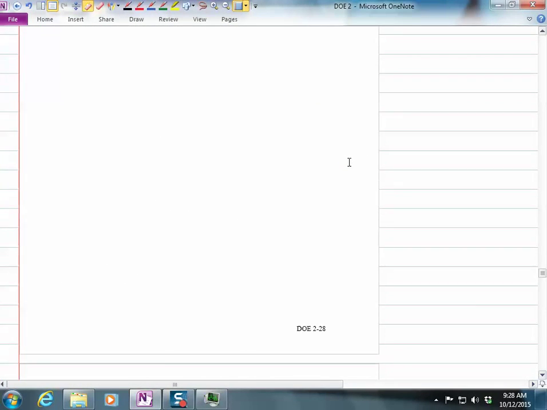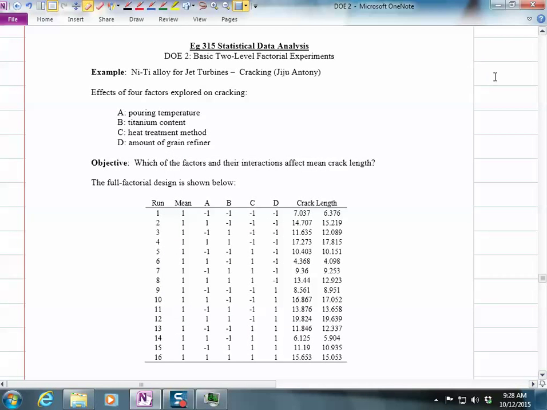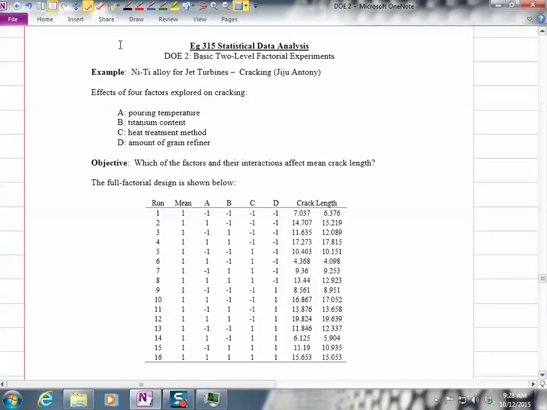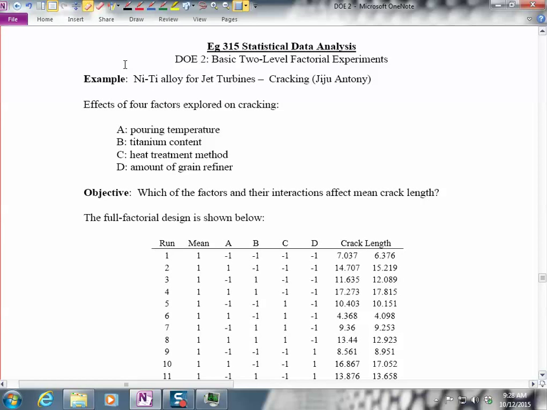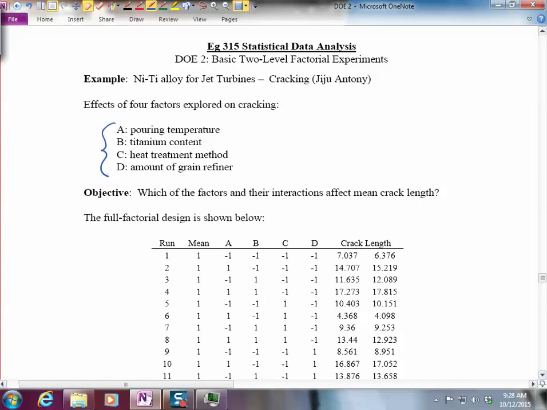All right, so we just did that. I'm going to go through this example, then we'll do another group problem. I'll go through this one very quickly. They were looking at cracking in turbine blades, obviously something that you don't want to happen. And they did an experiment. They figured out these are the 4 factors in making of these blades that might contribute to cracking of the material. And we're trying to minimize the crack length.